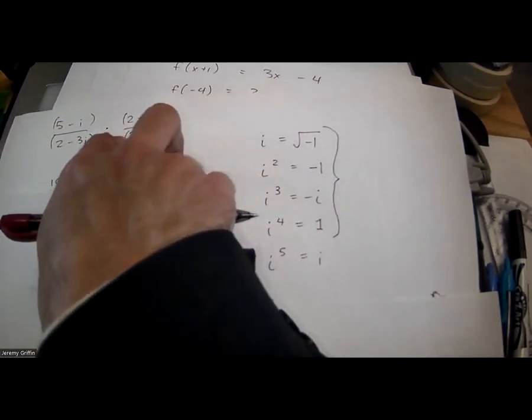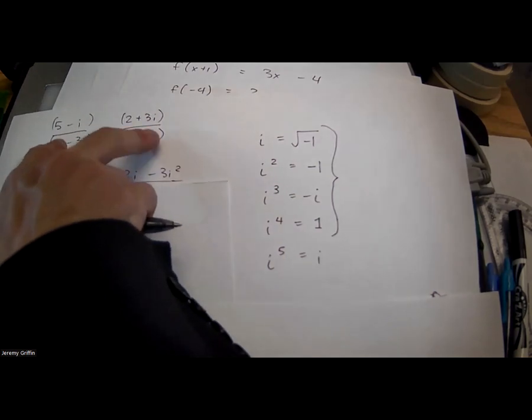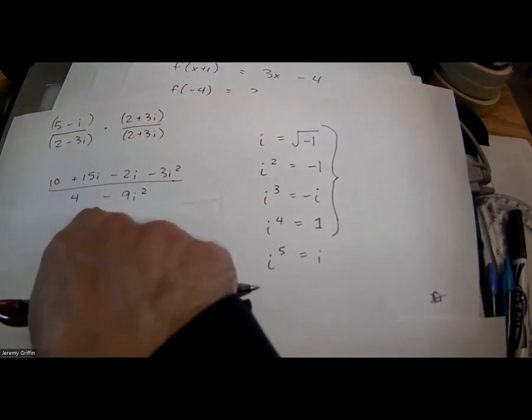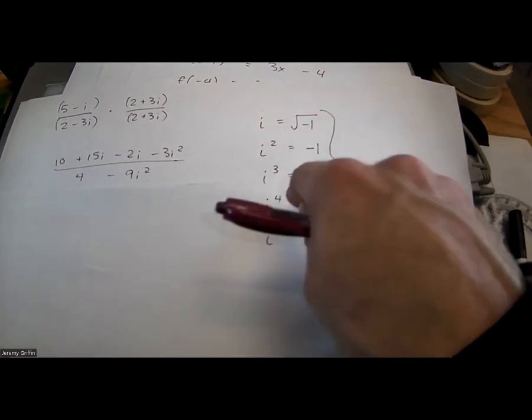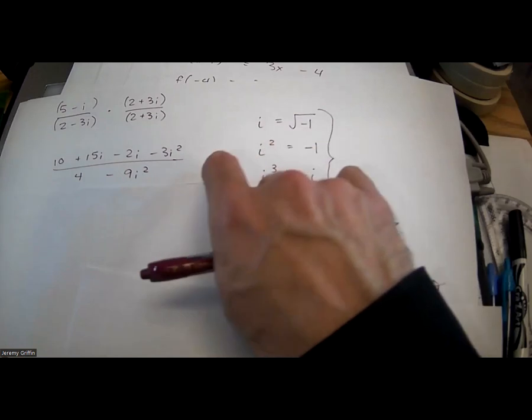And then FOIL out the denominator. The i's go away because in F-O-I-L, the O and the I cancel, because it was set up to do that. That's the purpose of that conjugate pair. Looks like that. Okay. Now here's where you're going to take advantage of this four-part cycle with the i's.